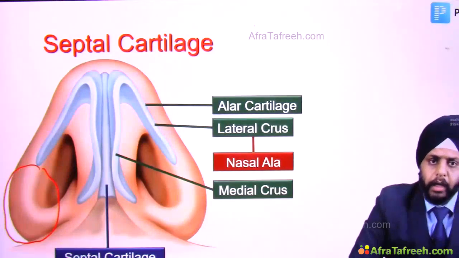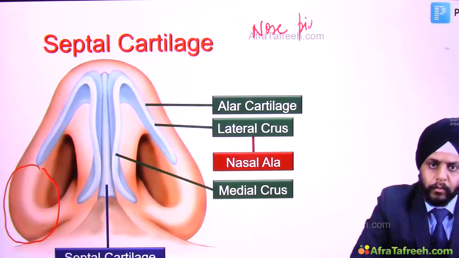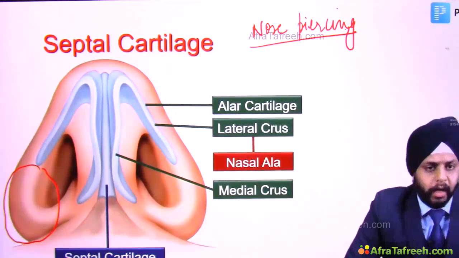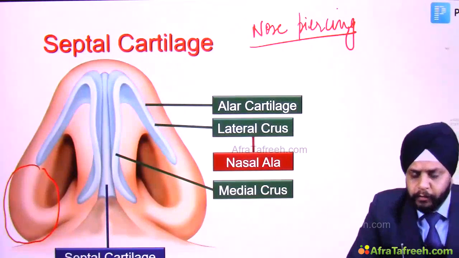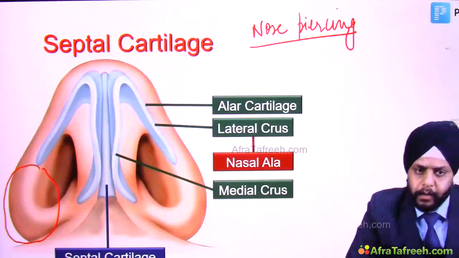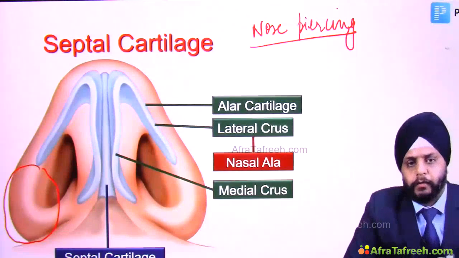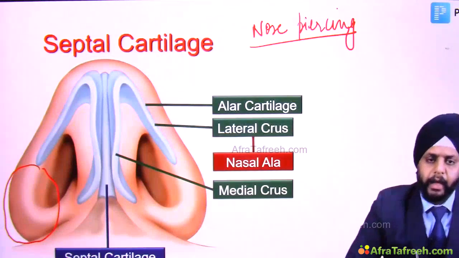That is why the nose piercing is done at ala. Why? Because the ala consists of fat. Okay, so majority of this part is fat. Remember, the body piercing is preferred at places which have only fat, such as the nasal ala.